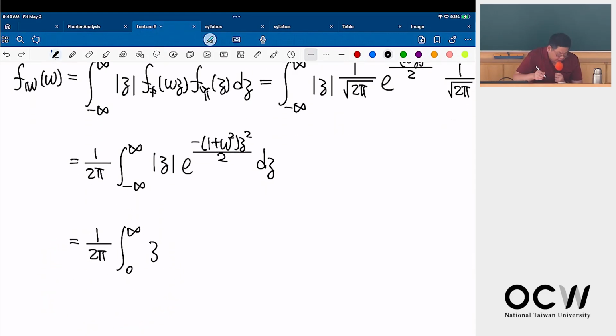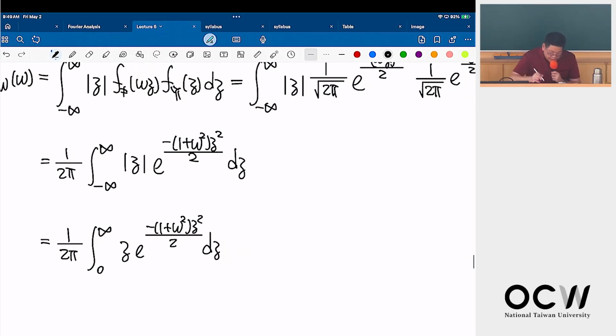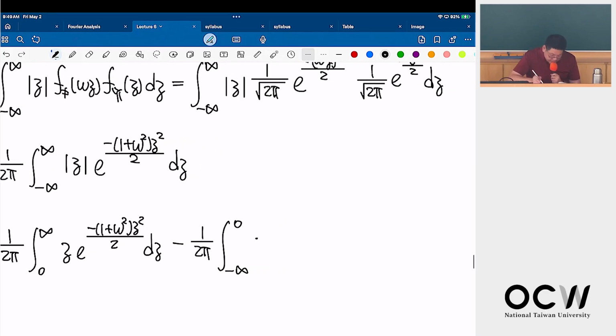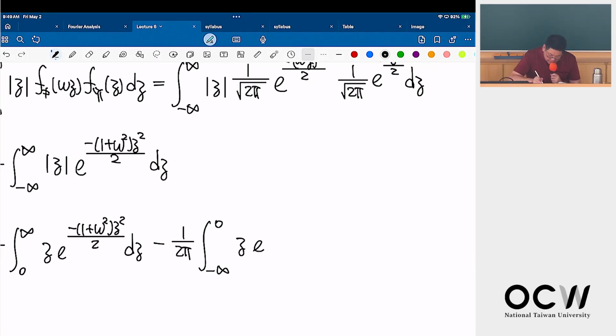We have z times exponential of minus (1 plus w squared) z squared over 2, dz. And from minus infinity to 0, I have a minus sign, minus 1 over 2 pi, integral from minus infinity to 0 of z e to the minus (1 plus w squared) z squared over 2, dz.